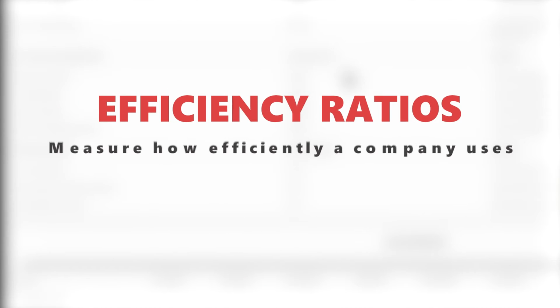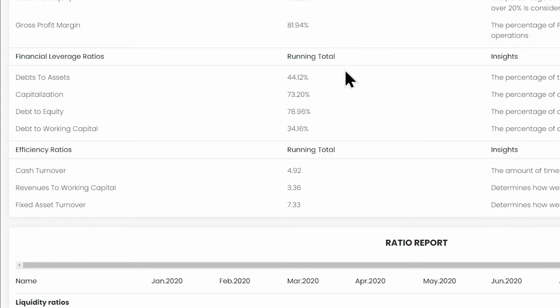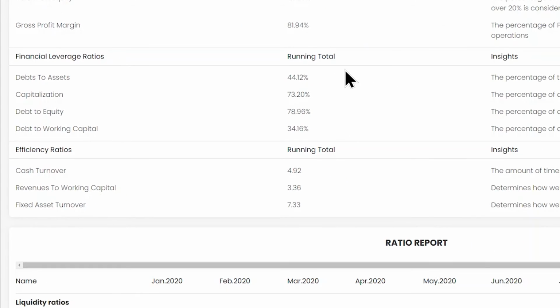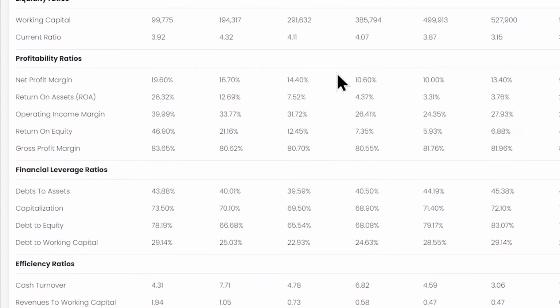These ratios measure how efficiently a company uses its assets to generate revenues and its ability to manage those assets. Efficiency ratios include the cash turnover ratio, fixed asset turnover ratio, and revenues to working capital. While the initial ratios overview will show you a totalization of all the periods selected, the ratios report underneath will show you a detailed report for each period uploaded into the system.